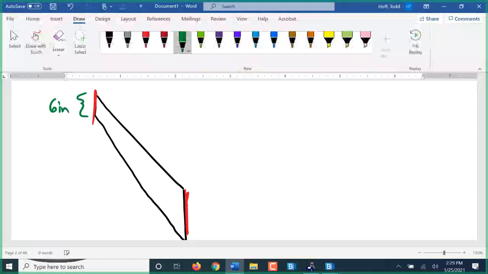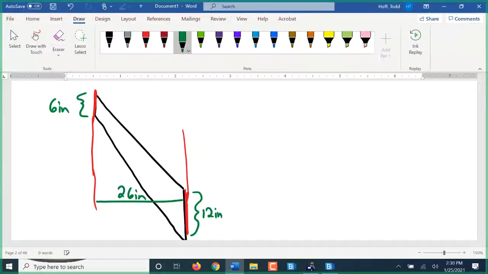Let's say that this side here is 6 inches. This one here we'll call 12 inches. To find the distance between them, we have to extend these sides. This distance here, the height, let's call that 26 inches. So how would I find the area?